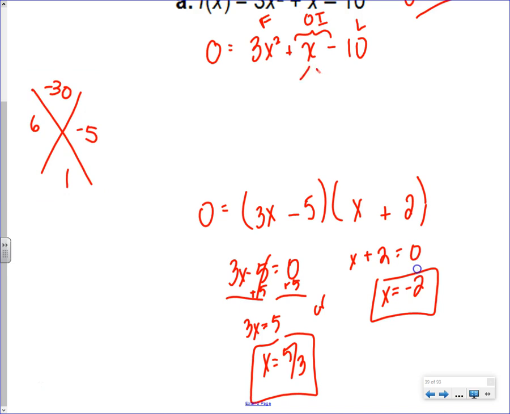Break them up. O and I combined to make 1x. I need to break him up to get down to this factor. And I'm going to put a 6x and a minus 5x. I'm going to rewrite the 3x squared.